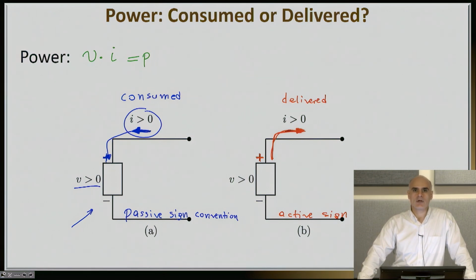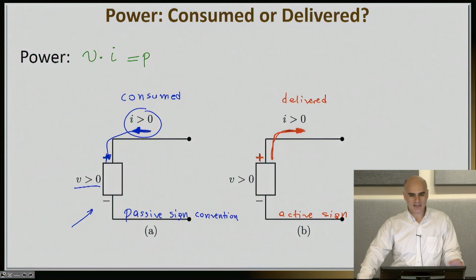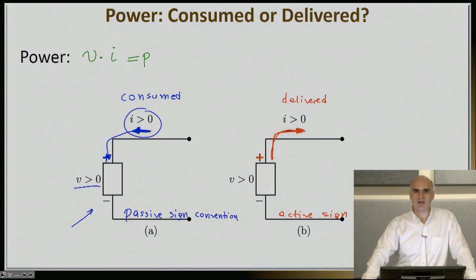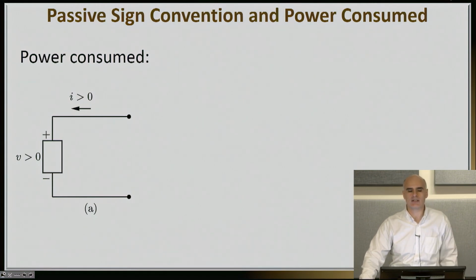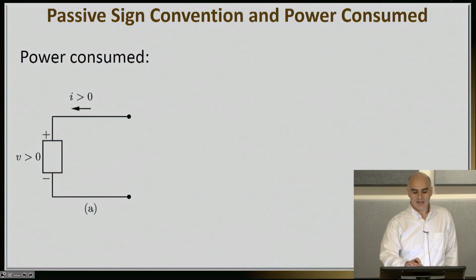So whenever you have a device in the passive sign convention, V times I will signify consumed power. Whenever you have it in the active sign convention, it will signify delivered power. Now you might say, why is that? Can you prove to me that this result is correct? Well, yes. So let me show you the situation for the passive sign convention, and then the proof is exactly analogous for the active one.